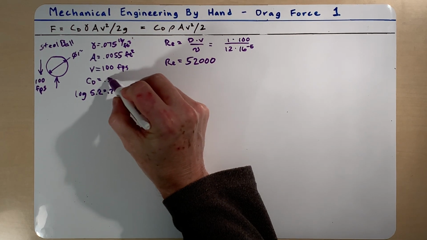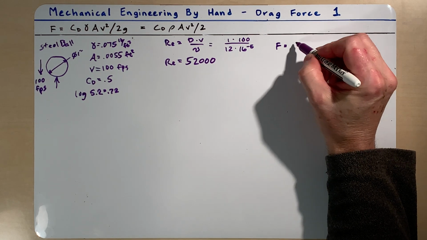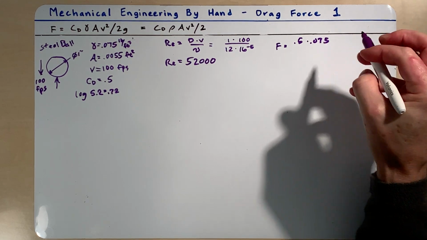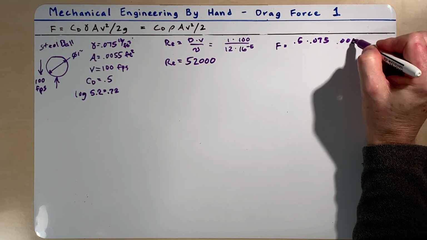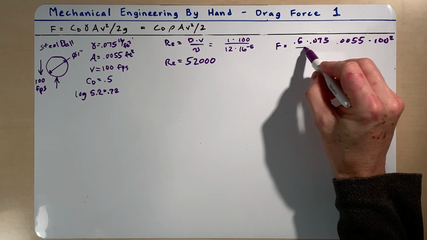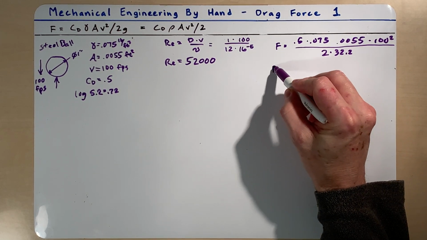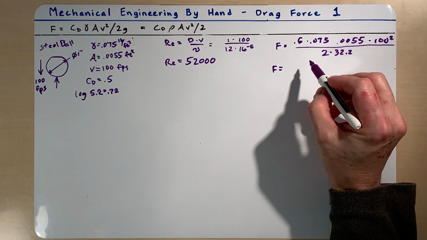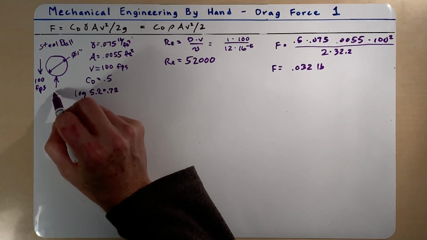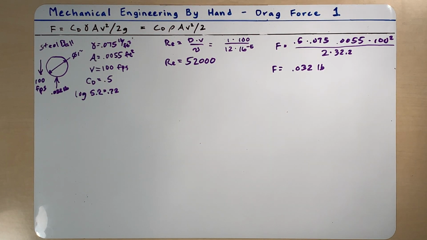So we have 0.5, and then our drag force will be the 0.5 times 0.075 times the area times the velocity squared over 2g. So that equals 0.032 pounds. So over here there's going to be a 0.032 pound force acting up on the steel ball.